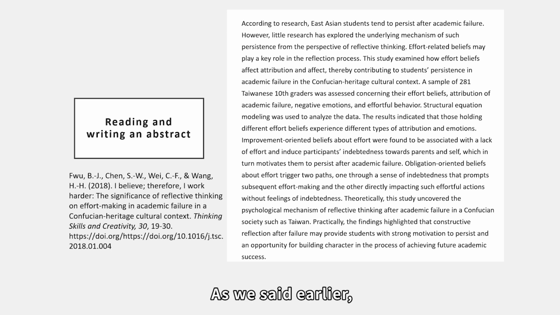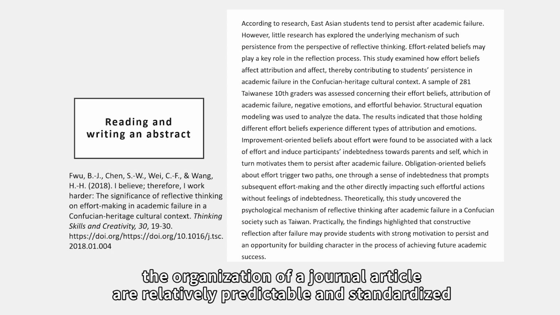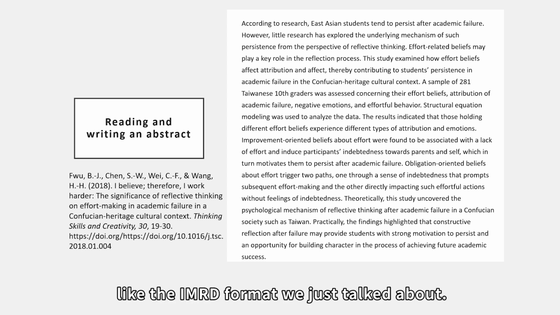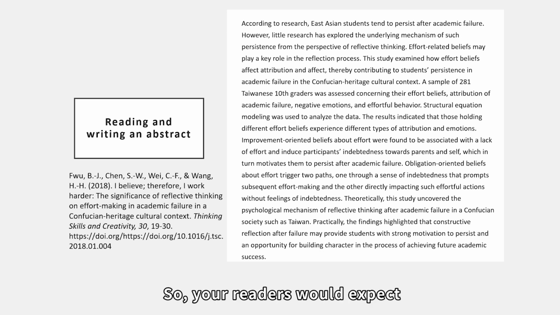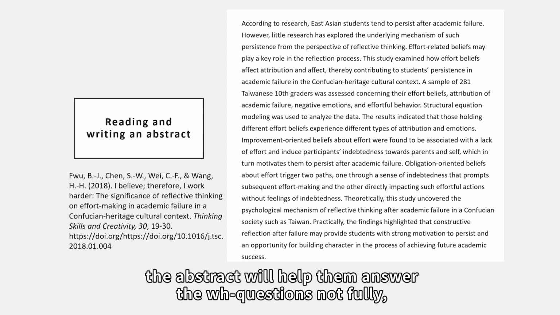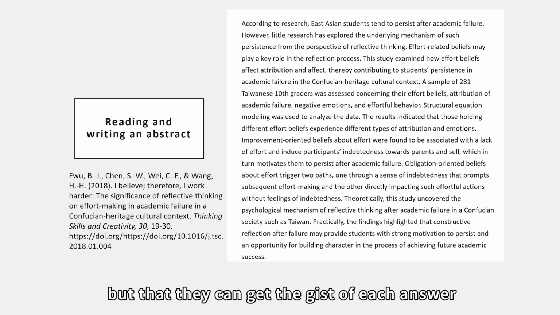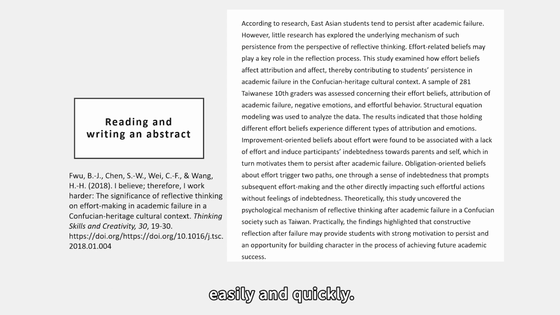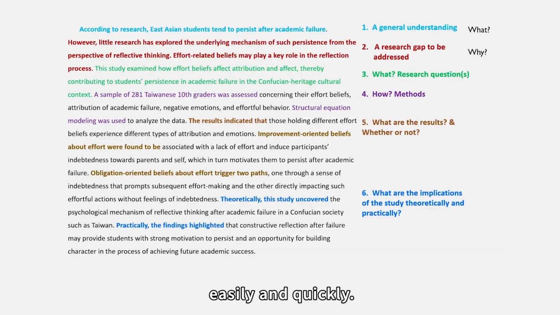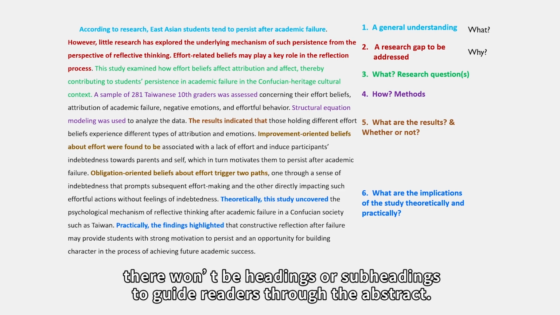As we said earlier, the organization of a journal article is relatively predictable and standardized, like the IMRD format we just talked about. So, your readers would expect the abstract will help them answer the WH questions, not fully, but so that they can get the gist of each answer easily and quickly. But there won't be headings or subheadings to guide readers through the abstract.